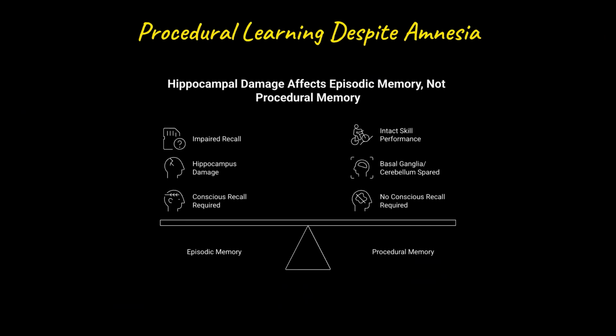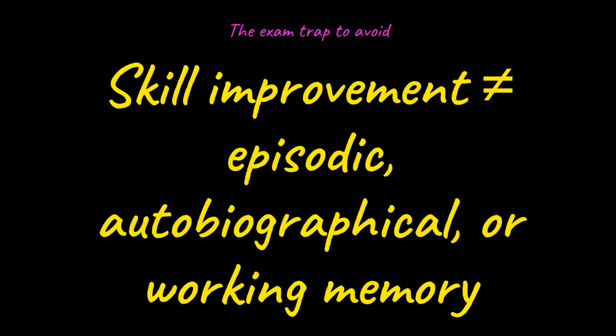Repeated practice drives measurable skill improvement through intact basal ganglia circuits, even when the hippocampus cannot form any memory of the training sessions themselves. When you see skill learning, mirror tracing, motor performance, or an amnesic patient getting better with practice, that is procedural memory, not episodic, not autobiographical, not working memory. Procedural memory specifically supports the gradual sharpening of skill without conscious recollection of practice.